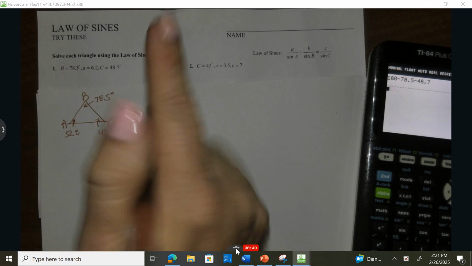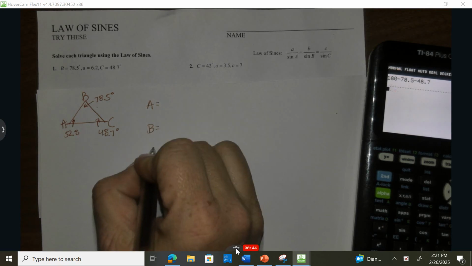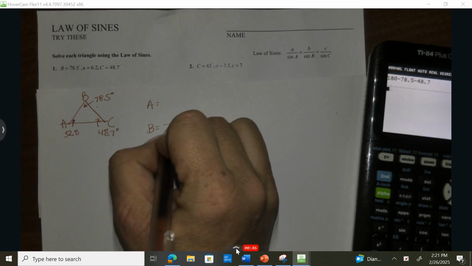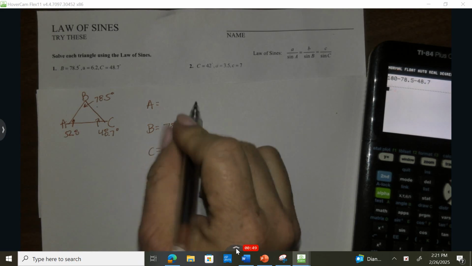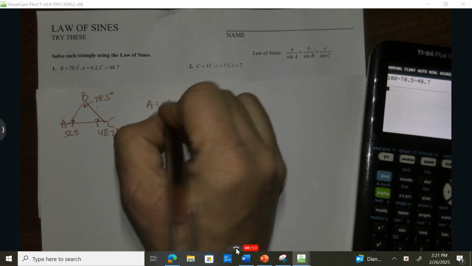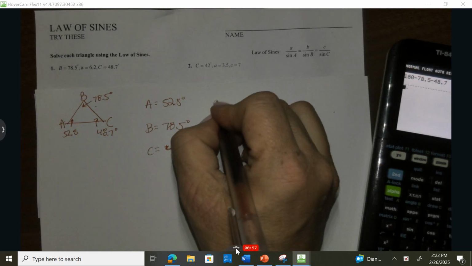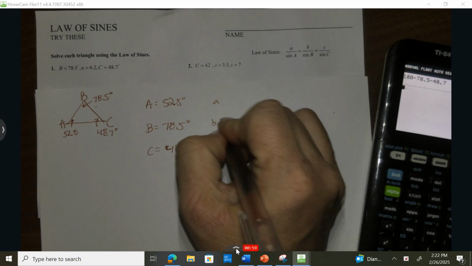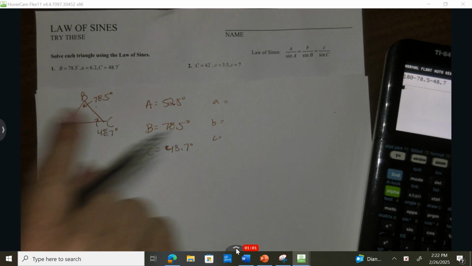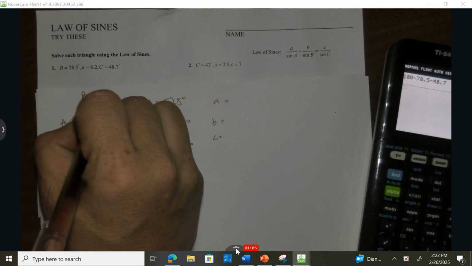Now we want to solve each of these. So we want to know what is angle A, which is the capital, angle B, and angle C. Write those in. 78.5, don't forget the degrees, 48.7, and 52.8. Okay, then the little a, little b, and little c represent the sides directly opposite of each of these. Now we're told up above that side A is 6.2.